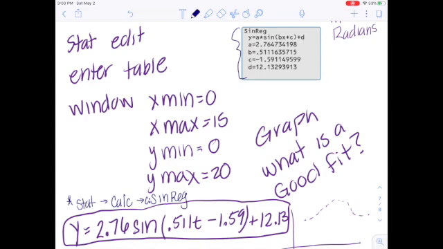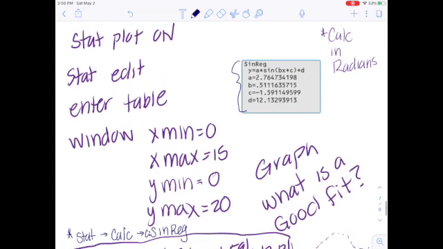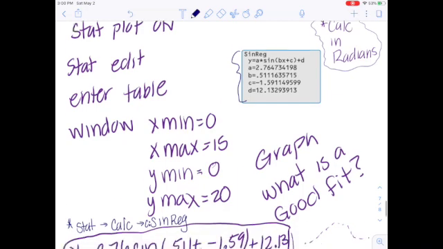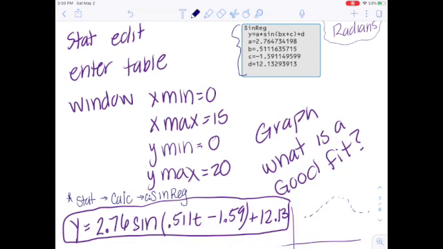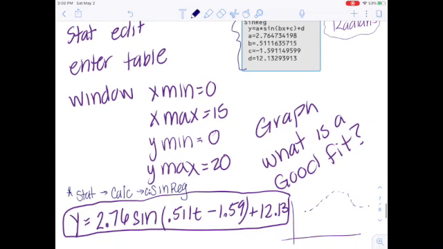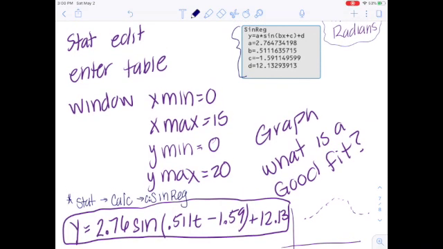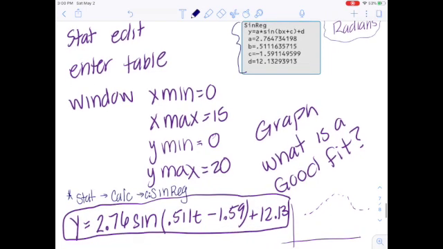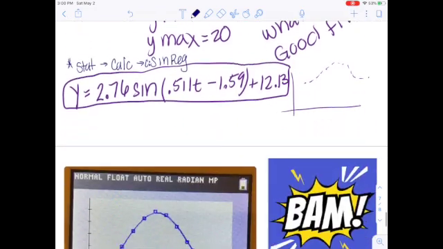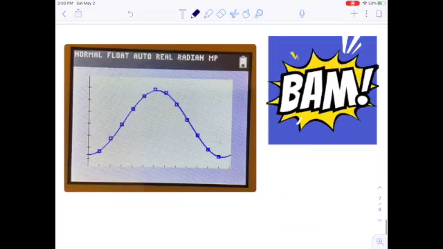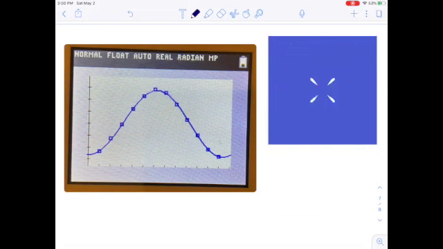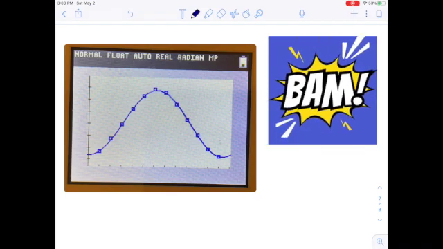Now you can take a look and, just as a heads up, make sure right now that your calculator is in radians, or when you enter this function back into your graphing calculator in your y equals, it'll give you something different if you're in degrees, okay? So drop that equation back into the y equals button, and you should get this nice little sine regression curve.